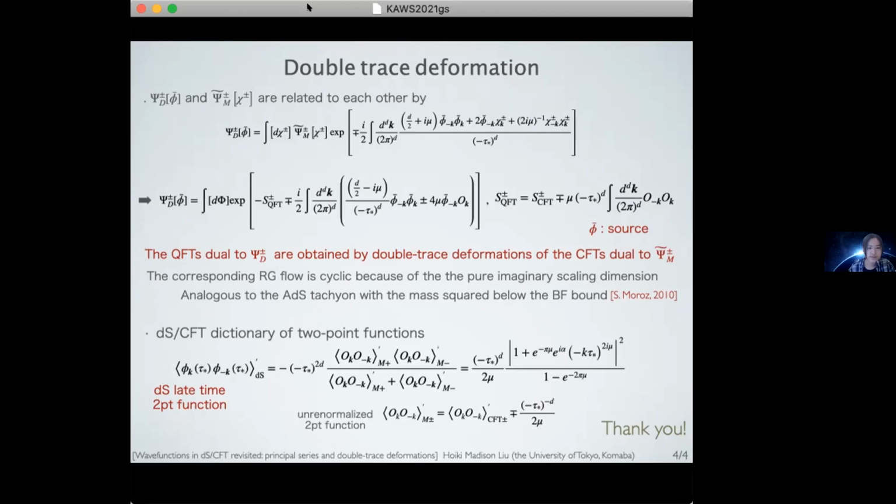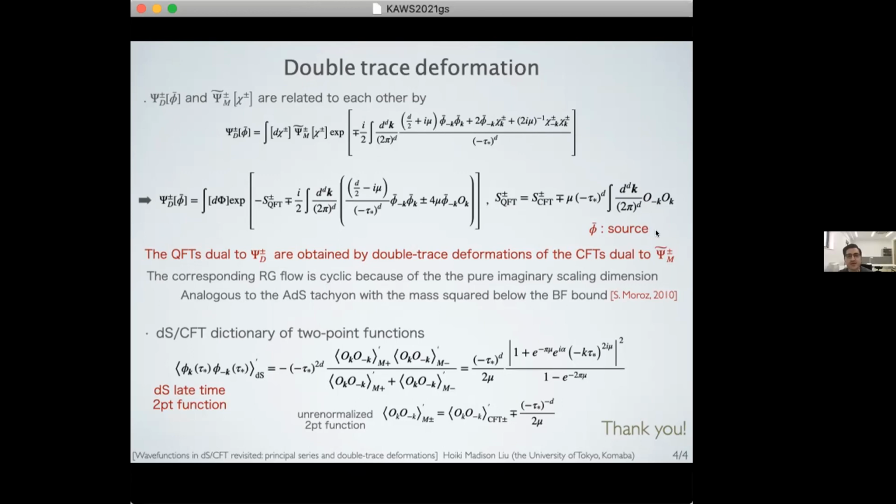And also the corresponding RG flow is cyclic because of the pure imaginary scaling dimension. This is analogous to the AdS tachyon with the mass squared below the BF bound, which was studied by Morris in 2010. And at the end of our paper, we also derived the rigorous relation between the dS late-time two-point function and its dual CFT two-point function. And obviously, we can see that this formula is much more complicated than the original dictionary. So yeah, that's all. Thank you very much.